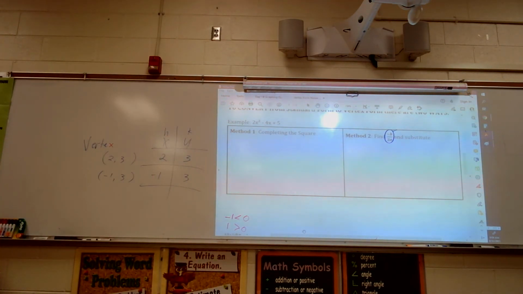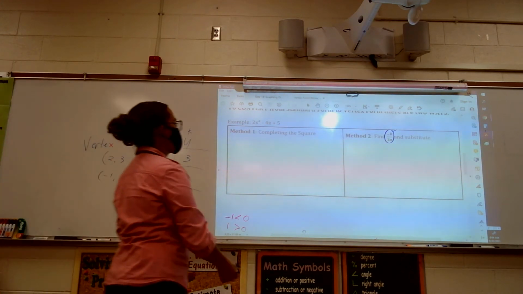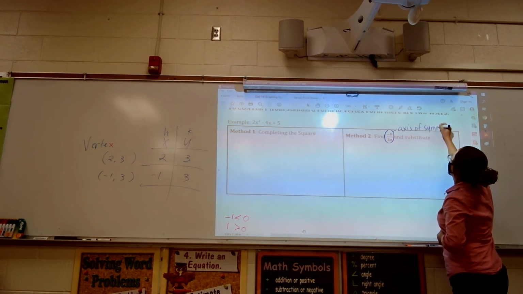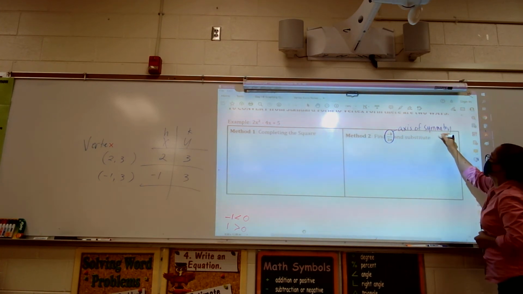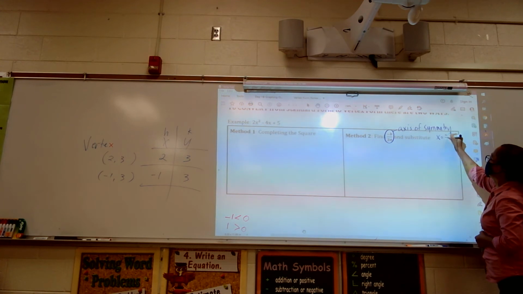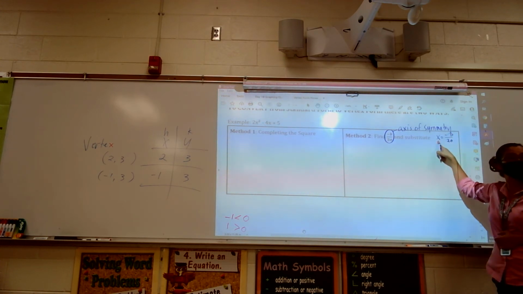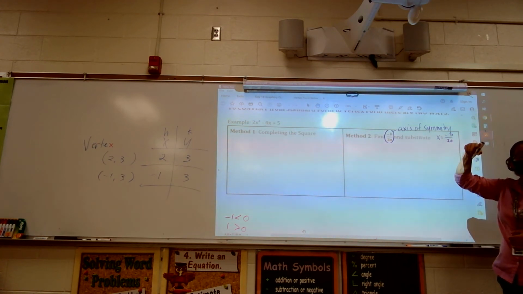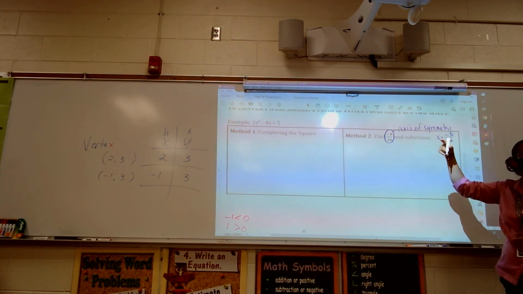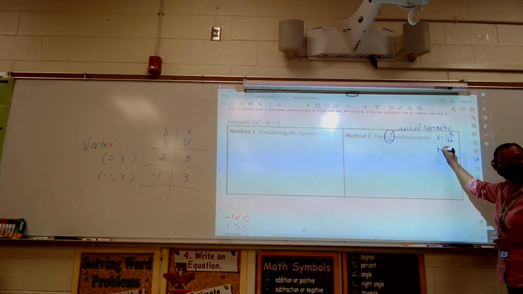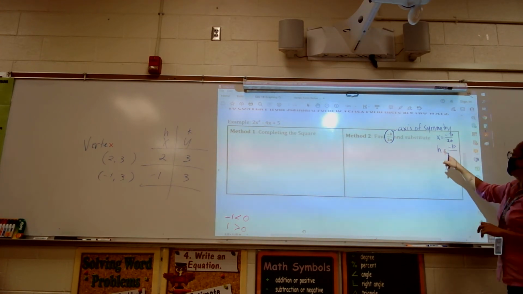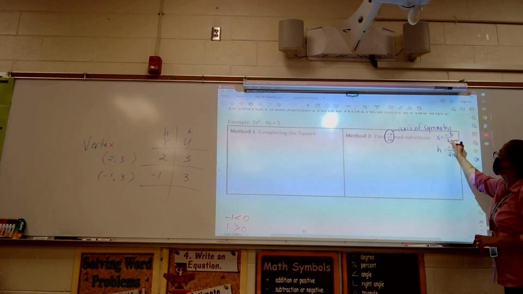Axis of symmetry. You are right. Again, this is the axis of symmetry. In our previous lesson, I always represented that by negative b over 2a with an x, right? So what will I be replacing x with? The letter h. So h equals negative b over 2a.